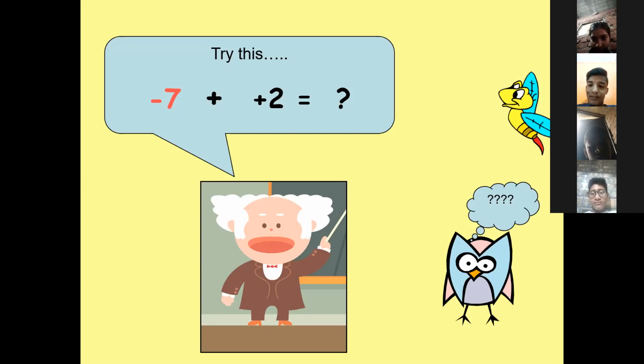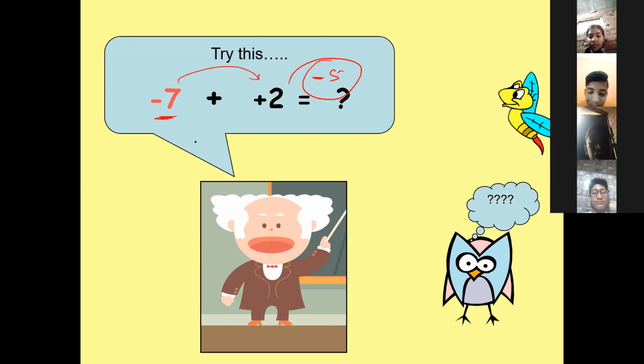Okay. Is it -5 or -9? Which is the right answer? As you can see here, the negative number is larger, so the answer will be negative, and 7 minus 2 is 5. So the answer is -5.